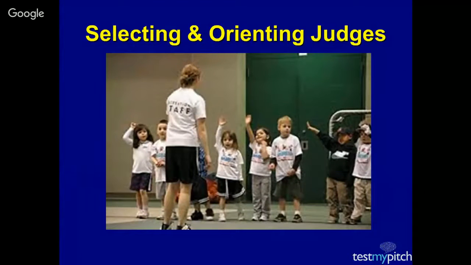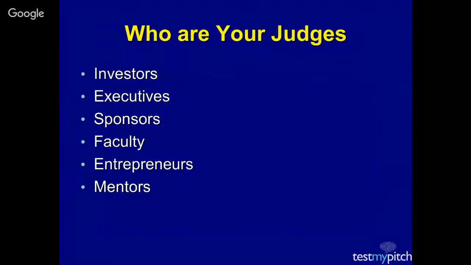So let's hop into talking about selecting and orienting judges. Judges ultimately are critically important, and we need to make sure that they're able to fairly evaluate, and also that there's a good win in it for them to be involved. Judges come from a variety of backgrounds. We may have some investors, some executives, sponsors of the program. We may have faculty or entrepreneurs, mentors, and others who would be judges for our program.